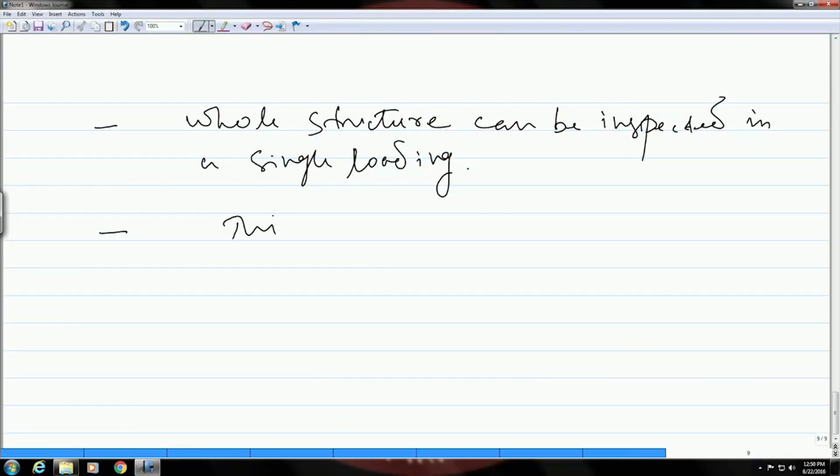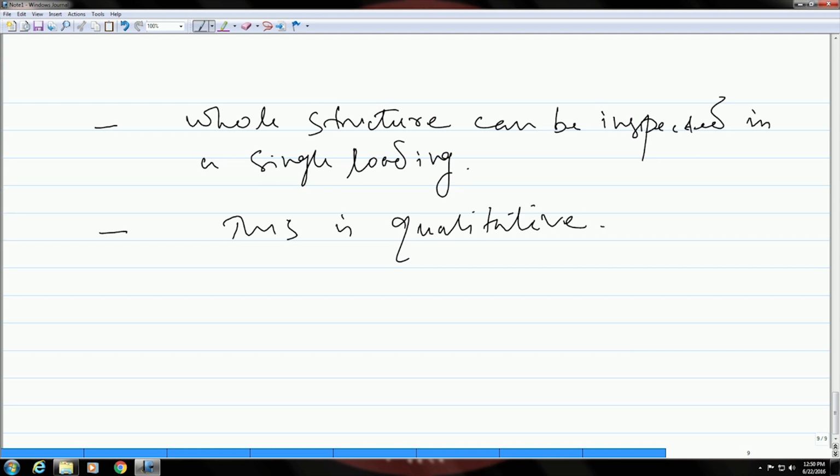And this is primarily qualitative. This does not really provide you any idea about the size of the defect or the location as such. So, this is primarily a qualitative method. Okay. So, these are the typical characteristics of acoustic emission.